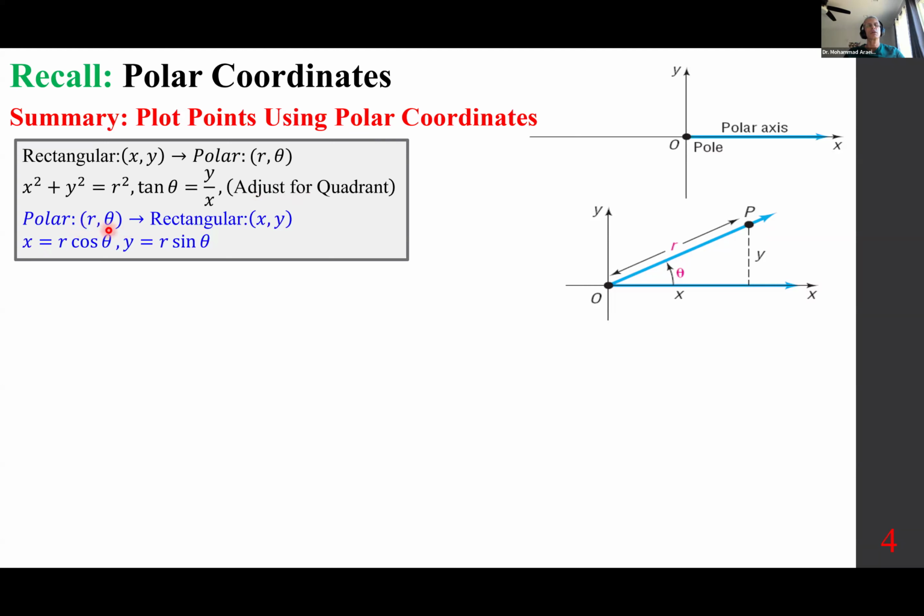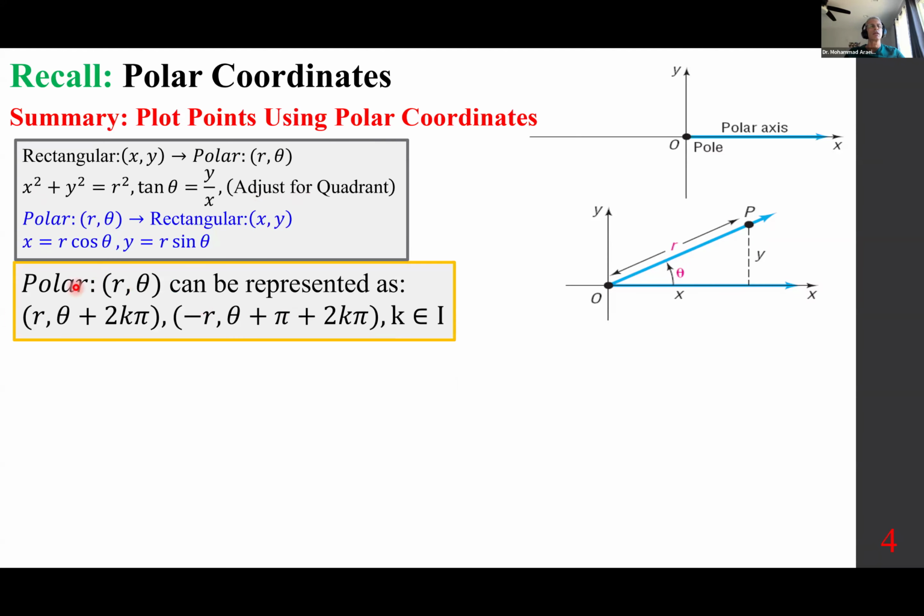Polar is r comma theta. Rectangular is x comma y, where x is r cosine theta and y is r sine theta, because sine of theta is the opposite y over r and cosine is the adjacent x over r. A point in polar form r comma theta can be represented as r comma theta plus 2k pi. There are infinitely many ways of representing it. So add 2k pi. If you want r to be negative, you have to add odd multiples of pi.